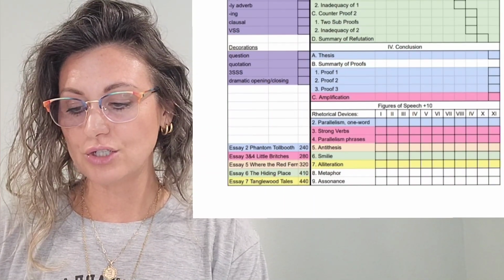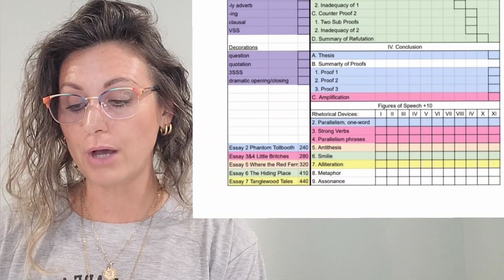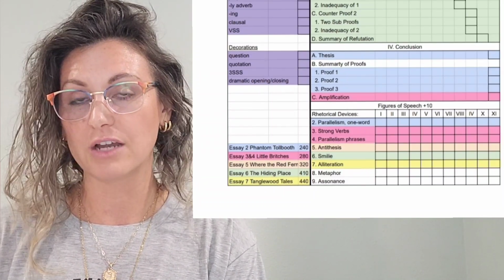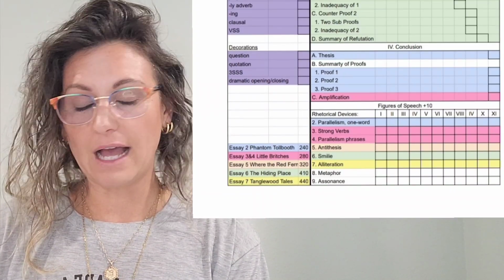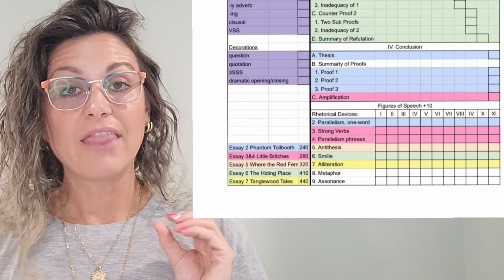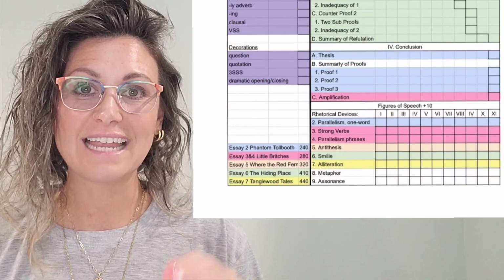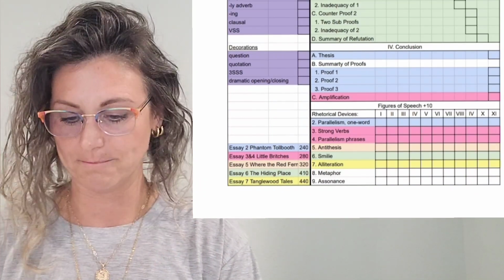So for Essay 2, you're going to have your parallelism. In Essay 4, you're going to have both strong verbs and parallelism too. Then Essay 5, you're going to add in your antithesis and so forth as you go down. The last two on the page for Essays 8 and 9 are still in white because we're not using those yet. That will come in Challenge 1.